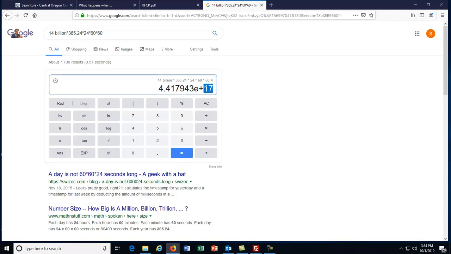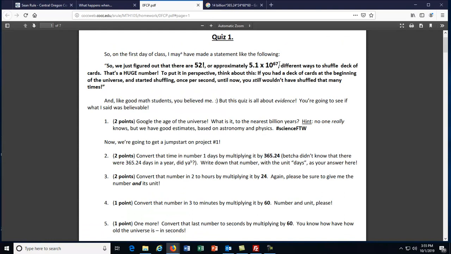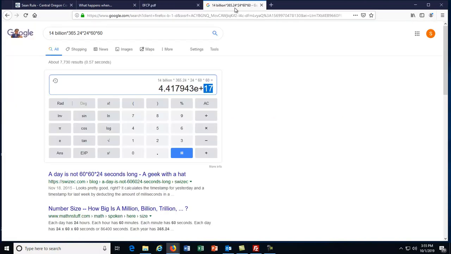But if you think about it, that's still nowhere near the total number of card shuffles, right? This is the total number of card shuffles. 5 times 10 to the 67th. So that's, if you remember correctly, I think that we call that an unvigintillion. So this is massive, massive, not even close. I mean, it's 10 to the 50th different.